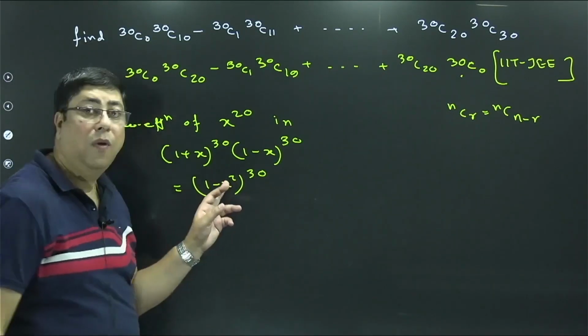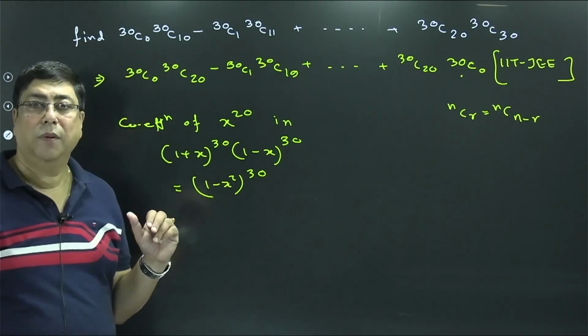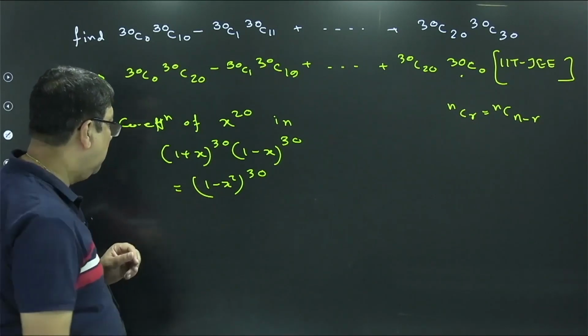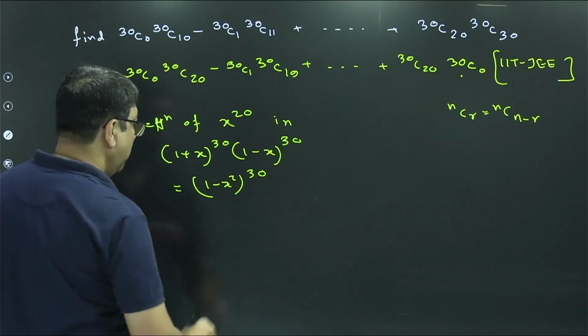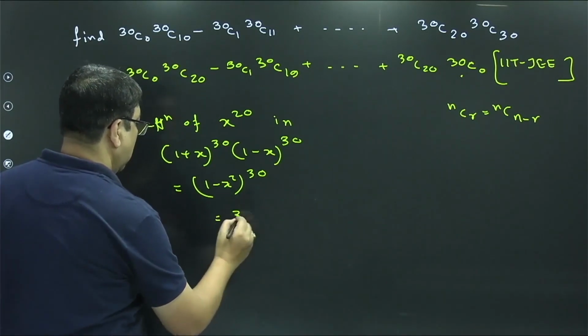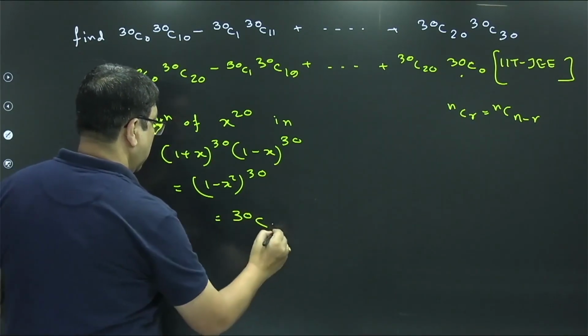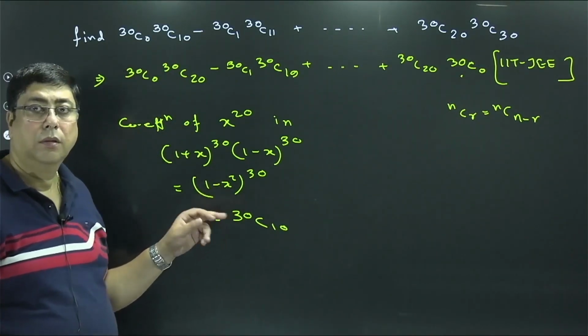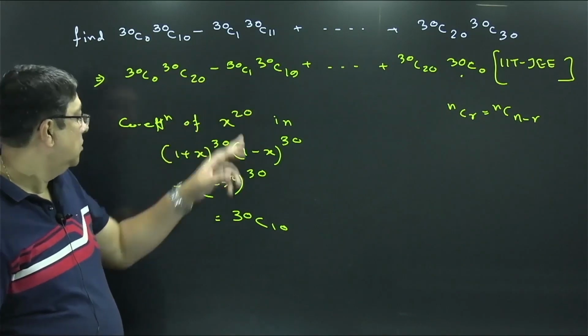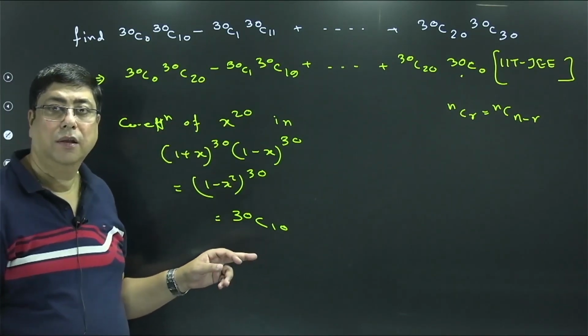How do we get the coefficient of x to the power 20? Just see one thing here. To find x to the power 20, we have to apply 30C10. So the answer of this question is 30C10.